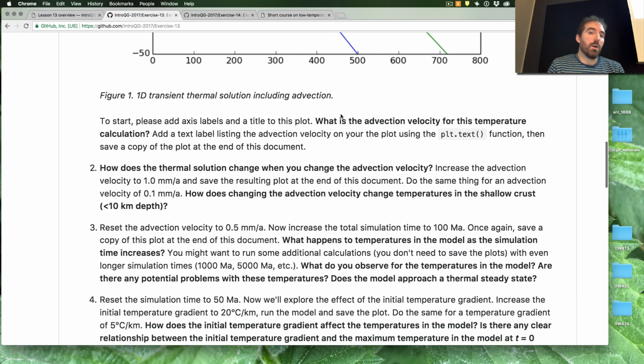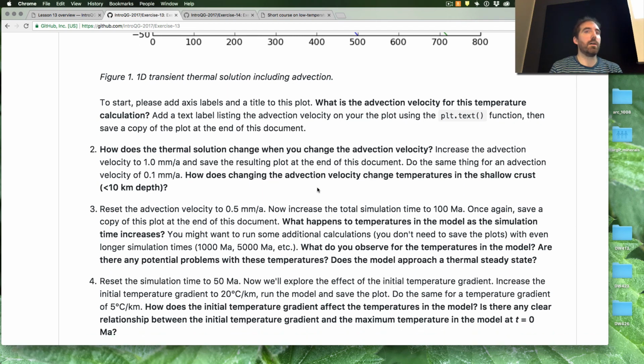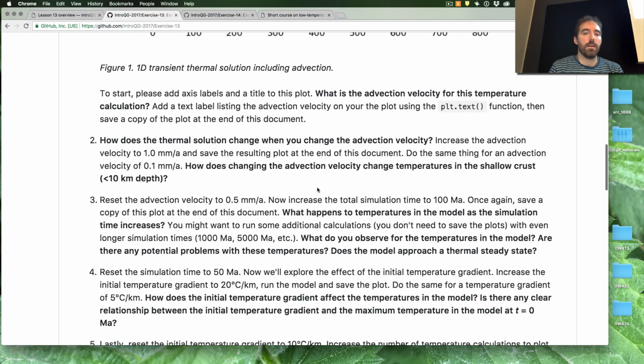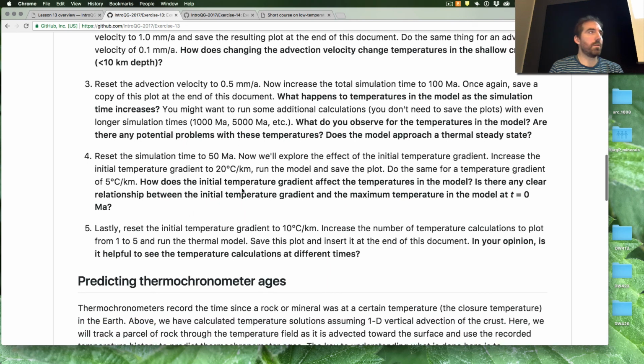Anyway, you're going to use the code. You're going to go through and play around with some of the things like changing the velocity of advection, changing the time over which the solution is calculated, and things like that, to get some idea how this equation works. And this is sort of explained in a bit of detail in the exercise, so I don't need to go through that.